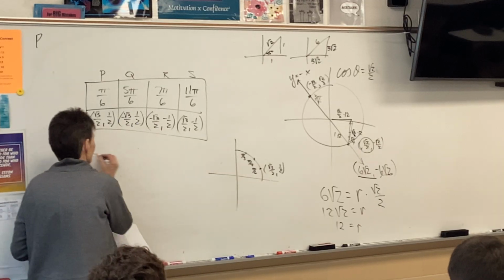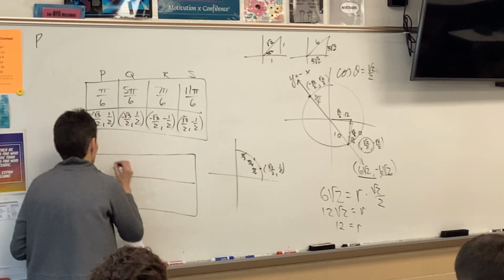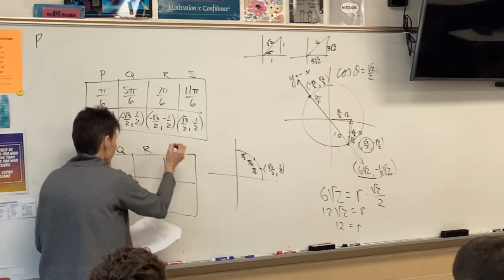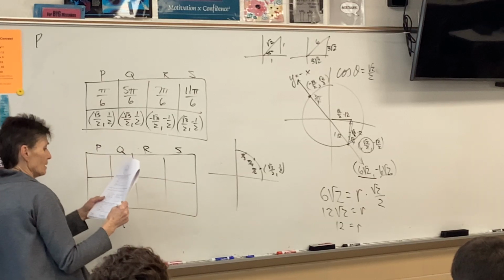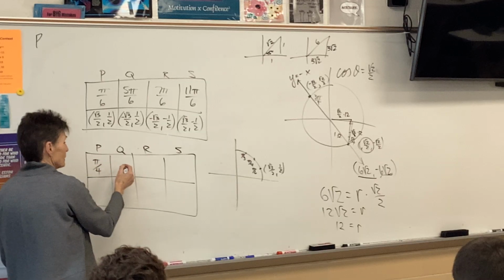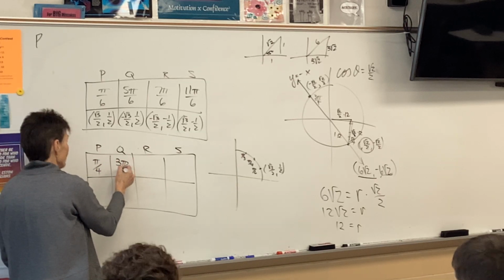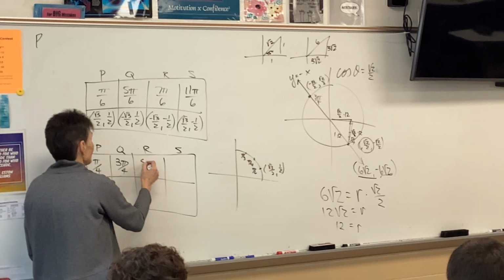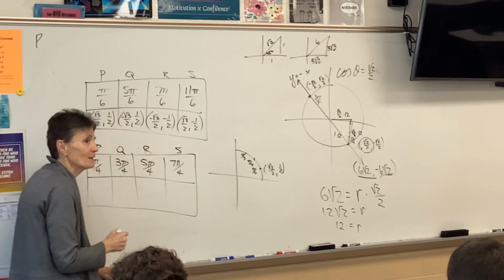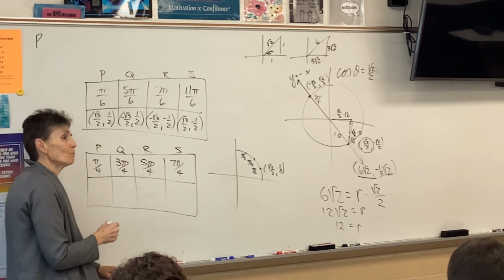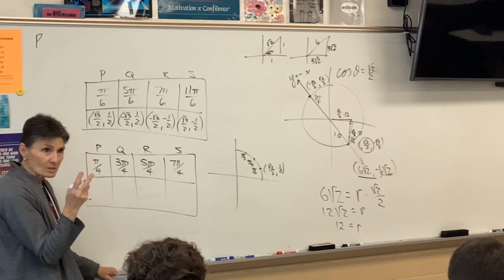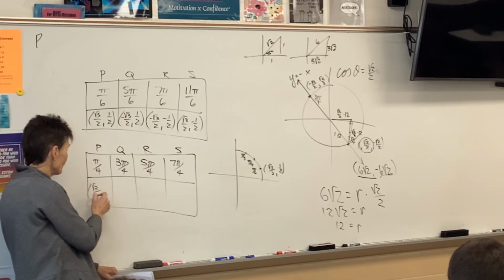Same thing. Example 5. Only now our angle is pi over 4. So what are those angles? Pi over 4, 3 pi over 4, 5 pi over 4 and 7 pi over 4. Very, very good. And the ordered pair at pi over 4, that's the easy one because they match. So the ordered pair is root 2 over 2, root 2 over 2.